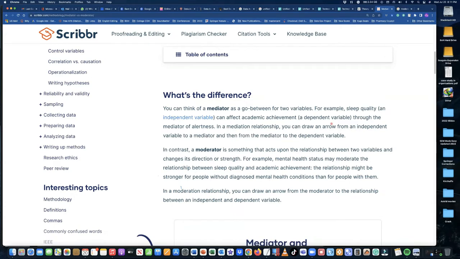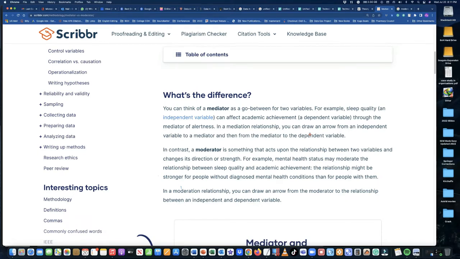So we draw an arrow from sleep quality, an independent variable, and then the outcome is academic achievement. You draw an arrow: sleep quality goes to alertness, and then you get academic achievement. That means that if your sleep quality is bad, your alertness will be low, and then academic achievement will also be low. Is that not true? Yes. So without alertness, sleep quality may not have a direct relationship with academic performance. You understand me? Yes, prof. That's a mediator. We go through you. For example, I'm the mediator between you and your final result. So you go through me to get your final result.